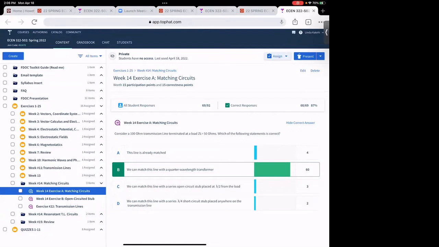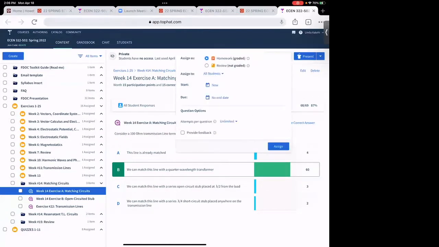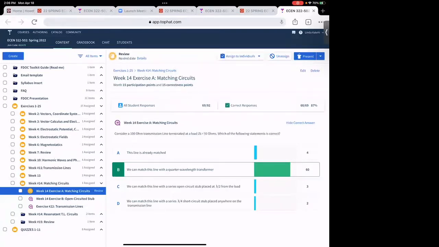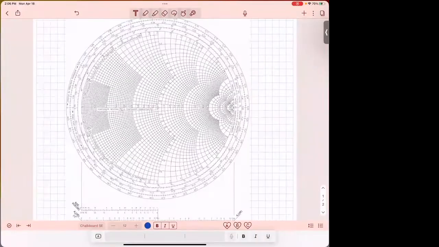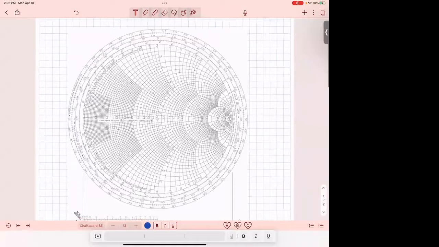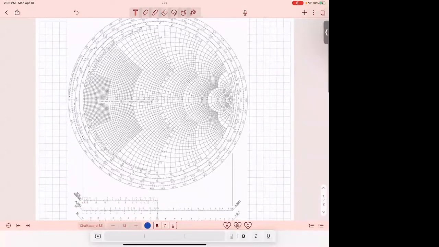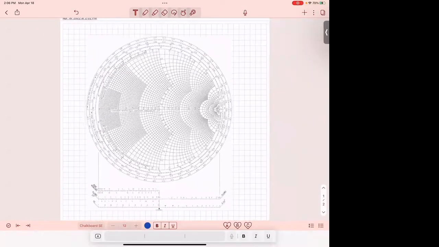Okay, so I will assign it as a review. And now we're going to the Smith chart. Okay, here, that's how it looks. Most of the Smith charts we're going to use have this lower meter.